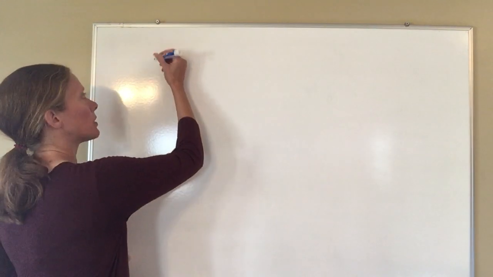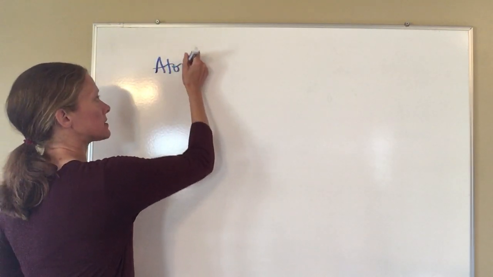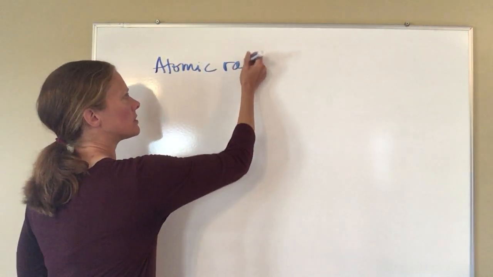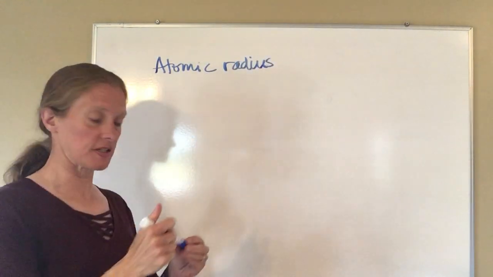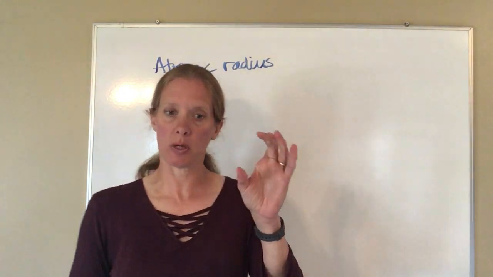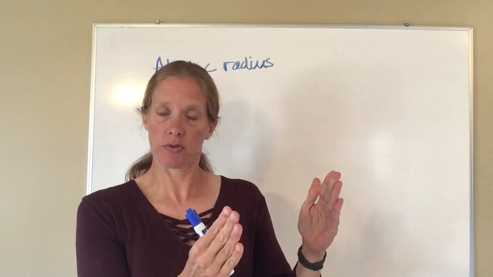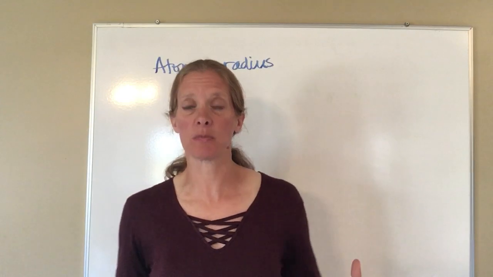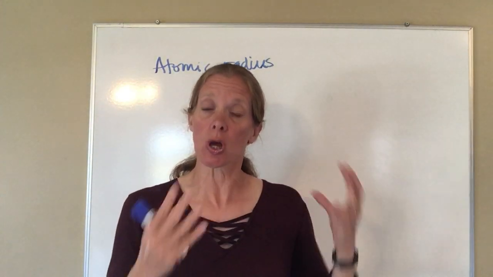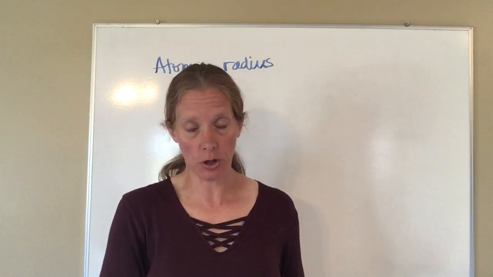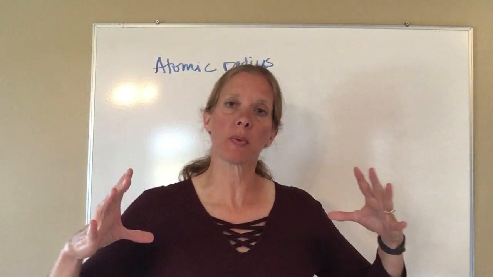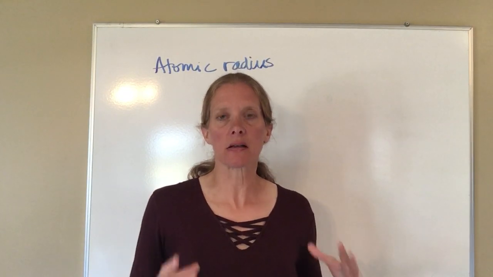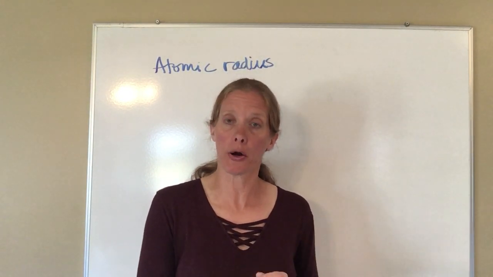So there are two properties that we're going to hit. The first one is the atomic radius. And I'm sure you know what a radius of a circle is. It's the distance between the center of the circle and the edge of the circle. And because atoms, we tend to think of them as spheres, they're going to have a radius also. Now, the deal is that the bigger the radius, the less likely they are to pull hard on those electrons.